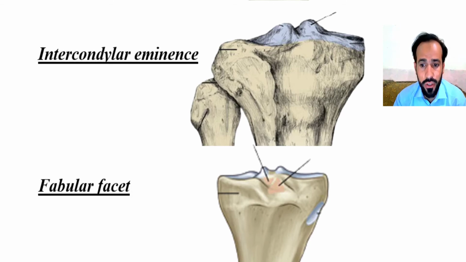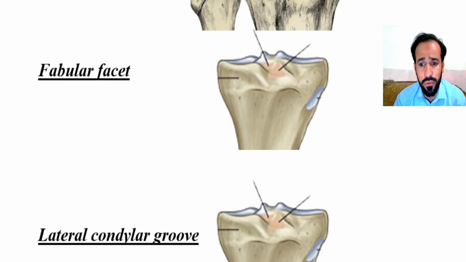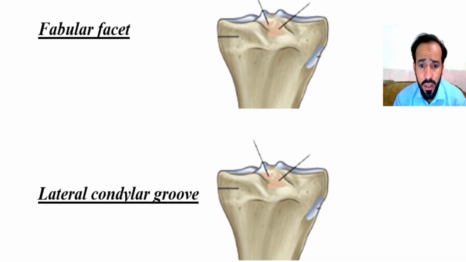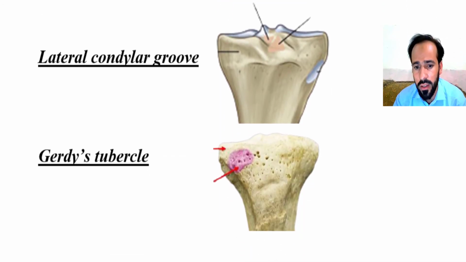Next important feature in the upper end of the tibia bone is the fibular facet. This is called the fibular facet, as the upper end of the fibula bone will make a joint here. Right, so this is called the fibular facet. I hope you understand this.